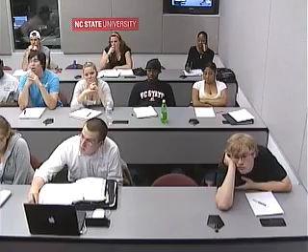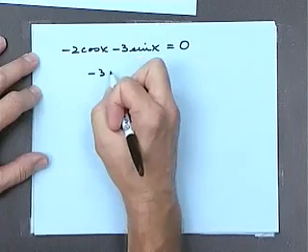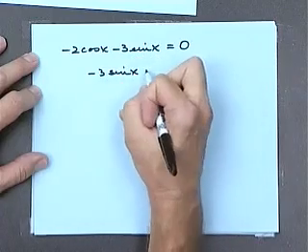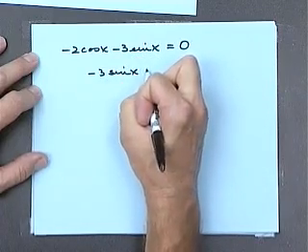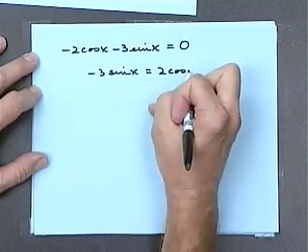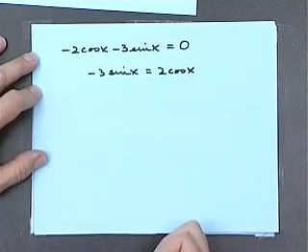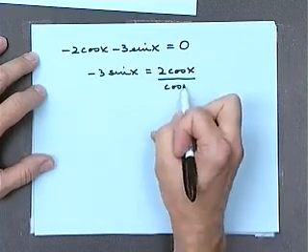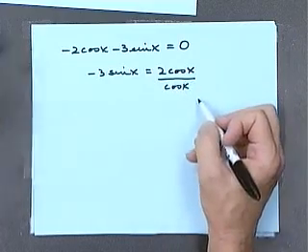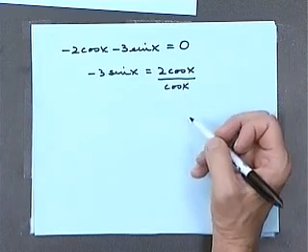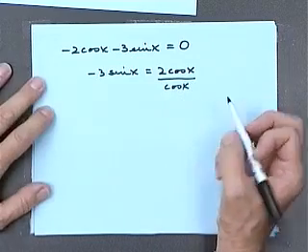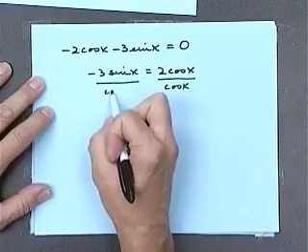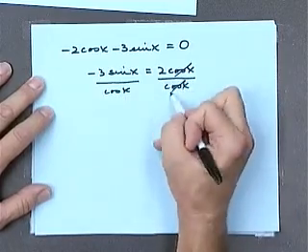Okay, let's do that. Let's move one of these to the other side. So let's say negative 3 sine of x equals 2 cosine of x. Okay, and if I want to divide both sides by cosine, you have to be careful because cosine can be 0, right? So we might either be deleting solutions or introducing solutions. But let's see if we can get away with that.